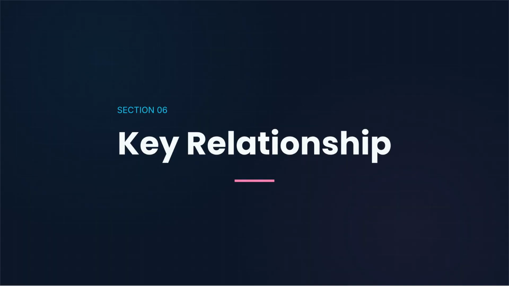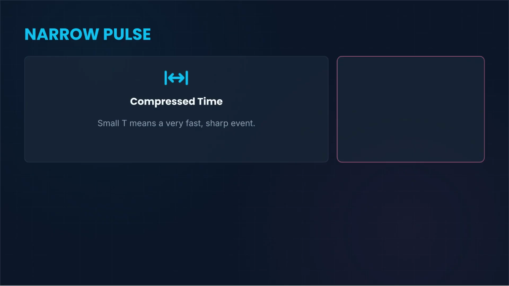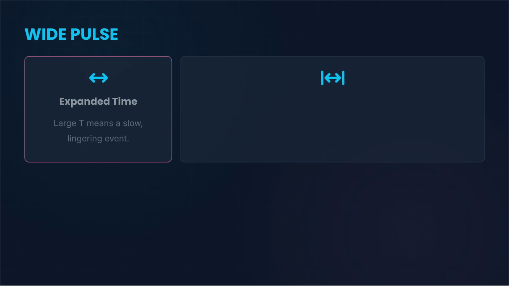Finally, we transition into section 06 to discuss the key relationship between the time and frequency domains. This inverse relationship, often called the uncertainty principle, dictates that you cannot compress a signal in time without expanding it in frequency. This principle is fundamental to signal bandwidth analysis. A narrow pulse, characterized by a small t, represents a fast event in time. This compressed time requires a wide spectrum, or huge bandwidth, to represent the rapid change. Conversely, a wide pulse, with a large t, is a slow, lingering event. This expanded time corresponds to a narrow spectrum, requiring minimal bandwidth.